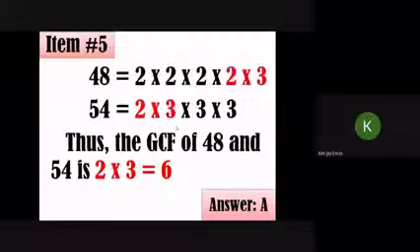Now, I will present another method, and this is what you call the continuous division method. I believe you're familiar. So you place the two numbers, 48 and 54, and we will divide them by natural numbers greater than or equal to 2 until they are no longer divisible by any natural number except 1. Both are even, so both are divisible by 2. 48 divided by 2 will give you 24, and 54 divided by 2 will give you 27.